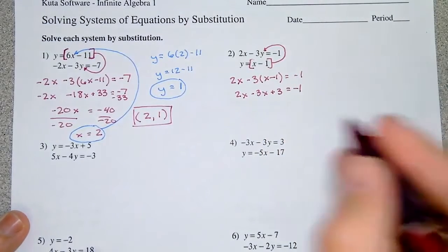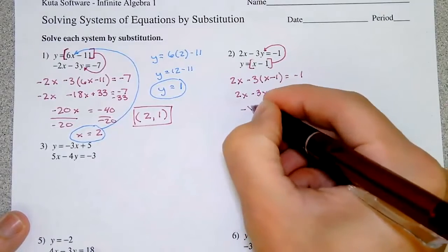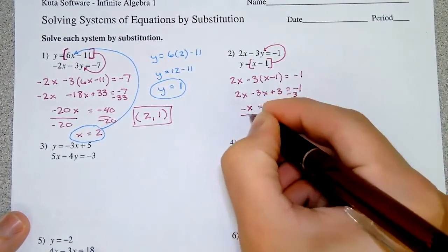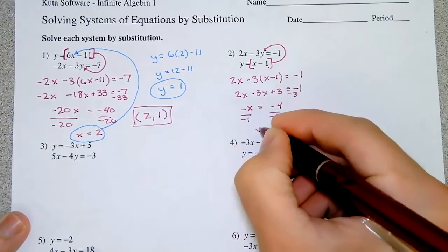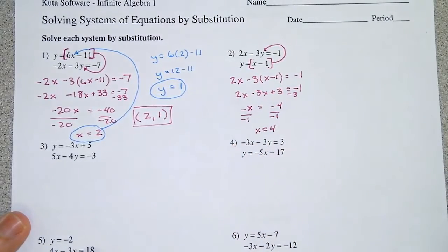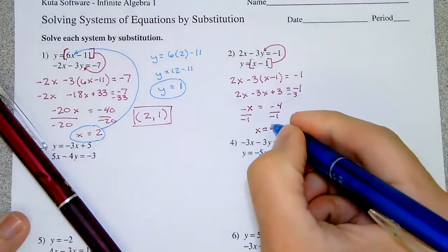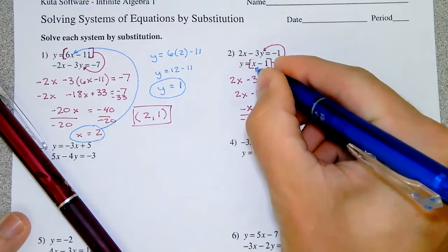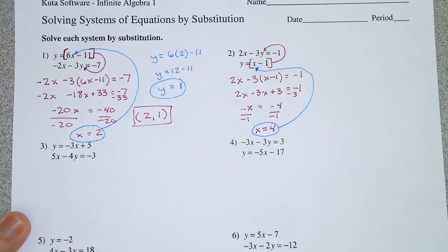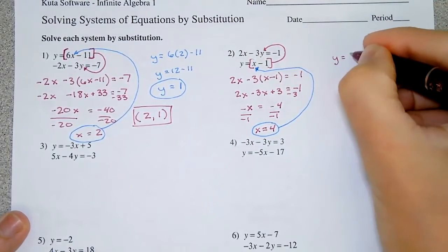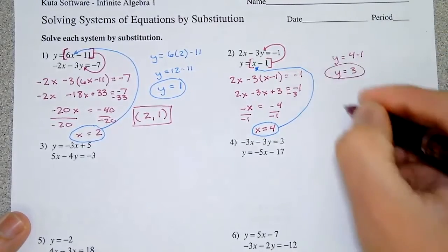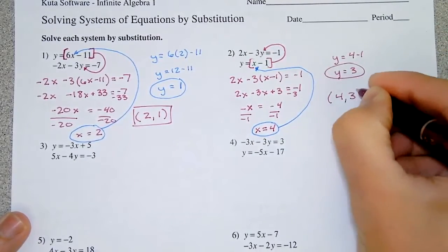Okay, so now we're combining like terms. 2x minus 3x is negative x. Move the 3 to the other side, it gives us negative 4. So now we just need to divide by negative 1, so x is equal to 4. Take that 4, that x is equal to, plug it in for x in one of the two equations. I plug it in right there. Now I have y equals 4 minus 1. y equals 3. So my solution would just be (4, 3).